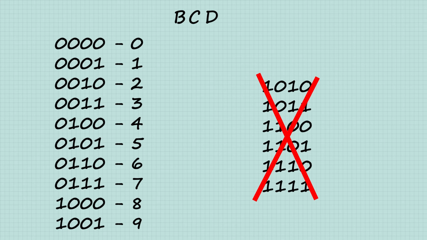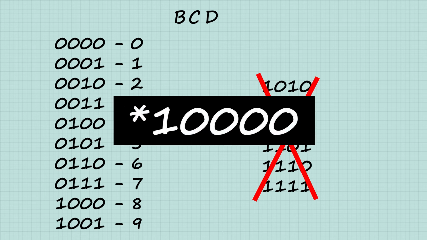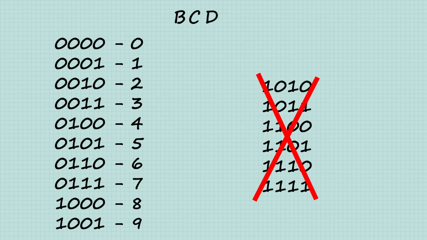Whilst this makes the conversion to human readable numbers easy, it's not very efficient. For each decimal digit, we're invalidating 6 out of the 16 binary values, or 37.5% of the range. It also makes performing calculations in binary much more complex, since we need to jump directly from 1001 to 10000, which ruins our nice neat algorithm.